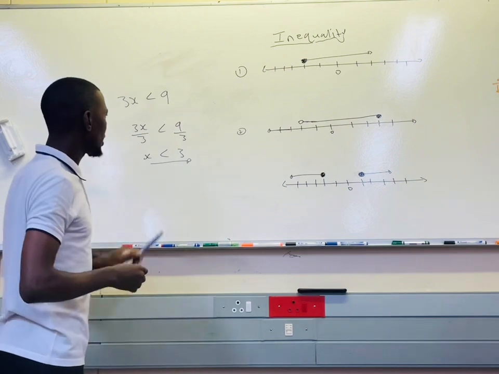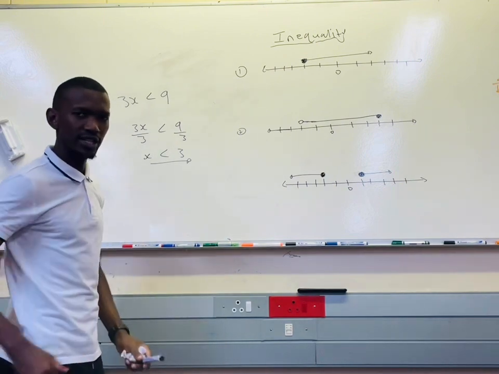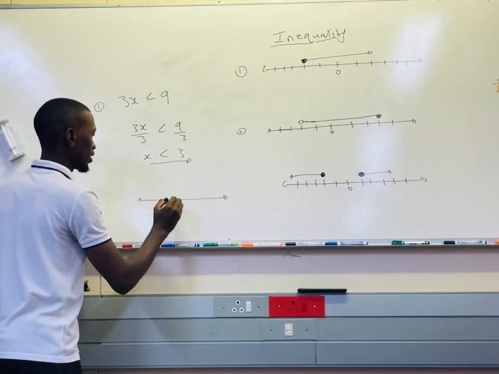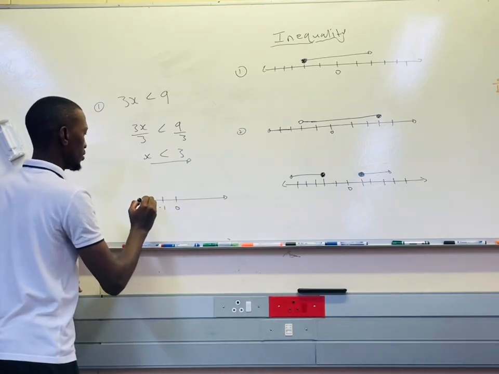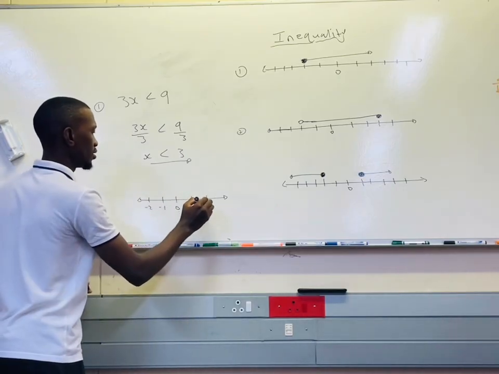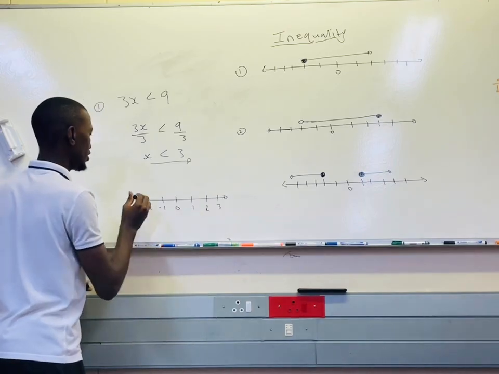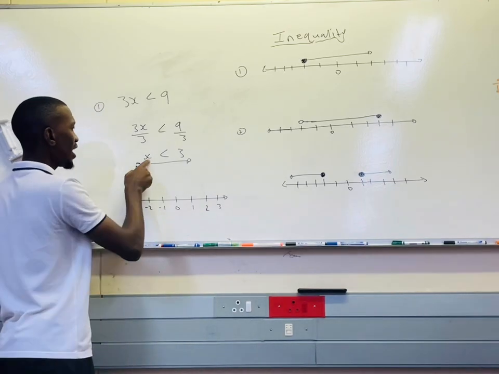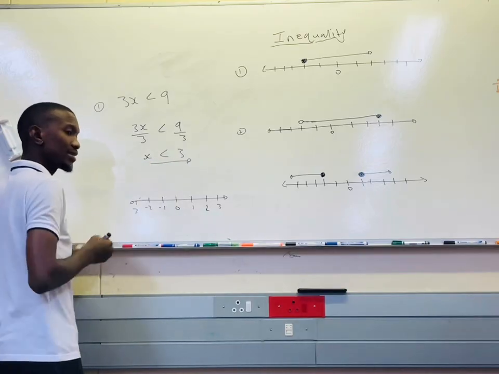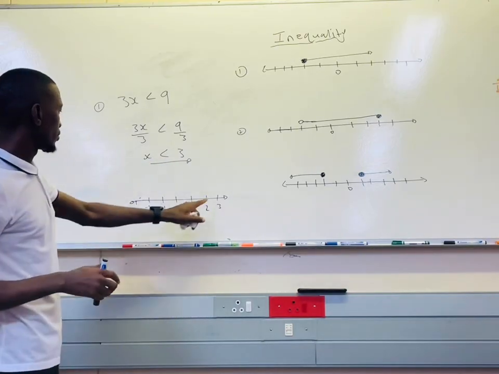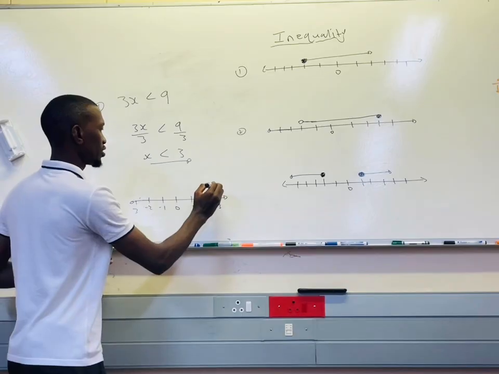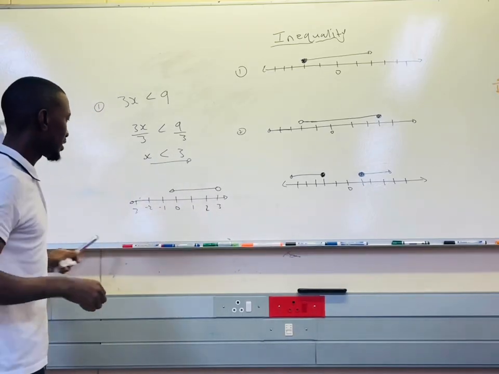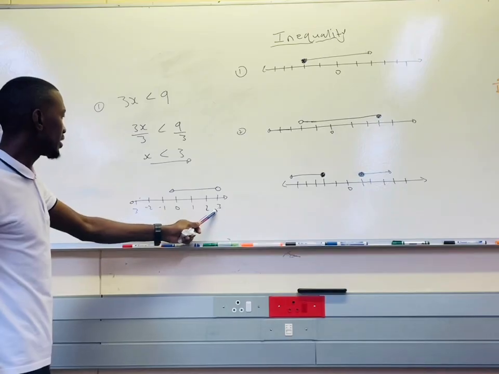If x is less than 3, how am I going to represent this using a number line? I can have 0, negative 1, negative 2, 1, 2, and 3. I can extend it a bit and add 3 there. So x is less than 3. Take this, go there. We're looking for all the values that are less than 3.